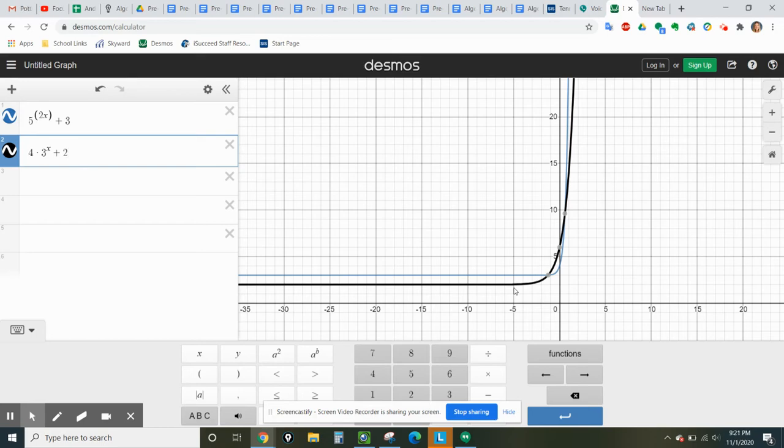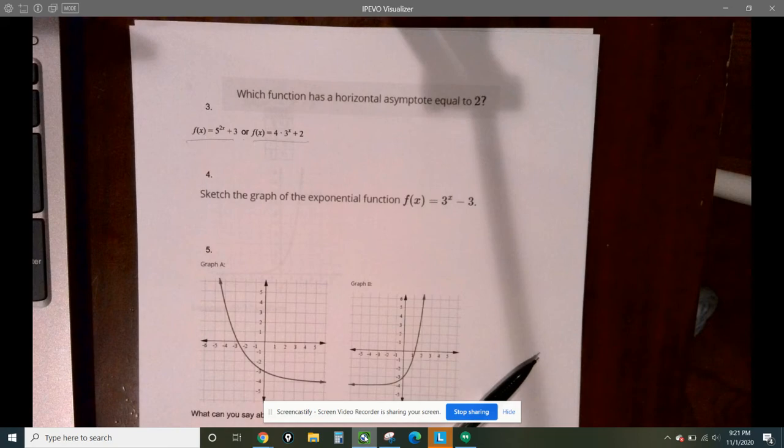And you might have known that just by looking at the functions, but you could also graph them on this awesome website, desmos.com, and you can see it right in front of you, which one has the horizontal asymptote of 2. Okay, so I will just circle this second one.